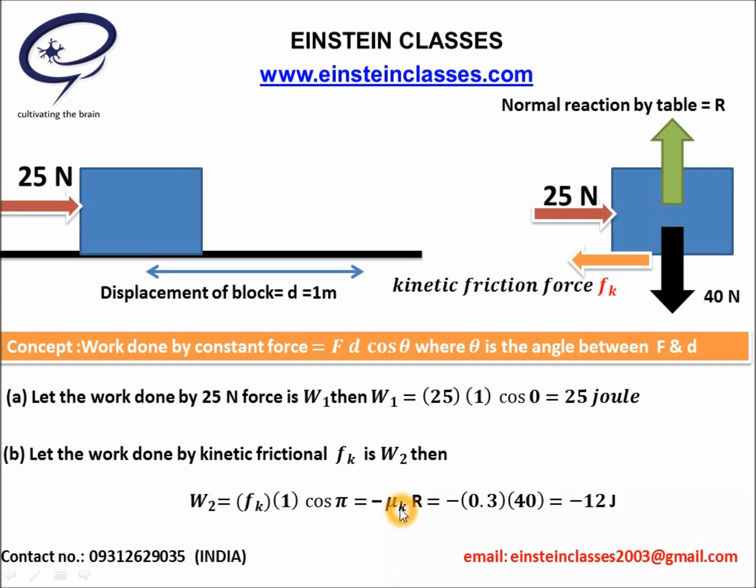In the problem, the coefficient of kinetic friction equals 0.3, which is given, and the value of normal reaction you can get by applying Newton's second law along the vertical direction. Along the vertical direction, the block does not have any acceleration, hence the net force R minus 40 will be equal to 0, so you get R equals 40 Newton, right? That's why minus, due to the cos pi, mu k is 0.3 in the given problem, and 40 Newton is the normal reaction. From very basic calculation, you will get the work done as minus 12 joule.